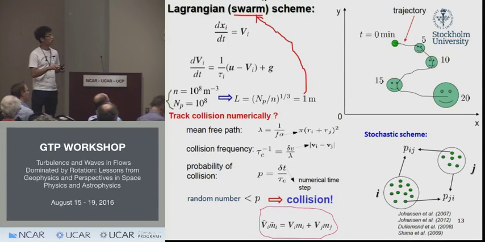And then they will generate random numbers from the computer and compare with this probability of collision. If it satisfies this condition, then we count these events as a collision. And the collision conserves momentum during this process. So our method can ensure that the collision is symmetric between superparticle I and superparticle J.